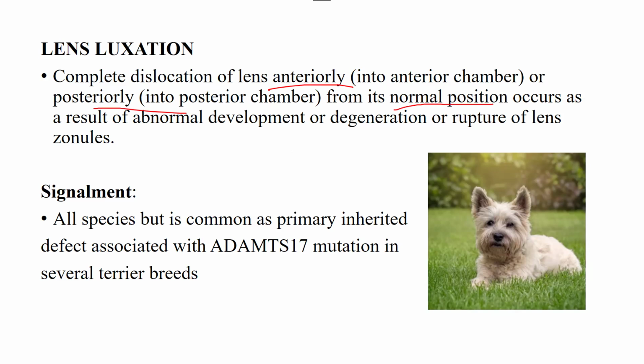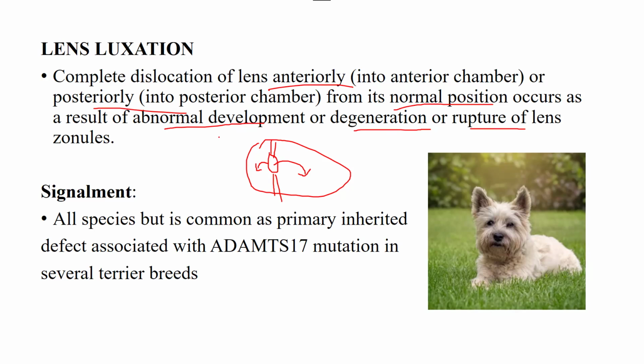From its normal position, if this is the eye and this is the lens, it can dislocate anteriorly or it can dislocate posteriorly. And why does this happen? Because of abnormal development, degeneration, or rupture of lens zonules. Basically, it is the zonules that hold the lens in its place. Either there is abnormal development, or their degeneration, or their rupture that causes the lens to luxate anteriorly or posteriorly.